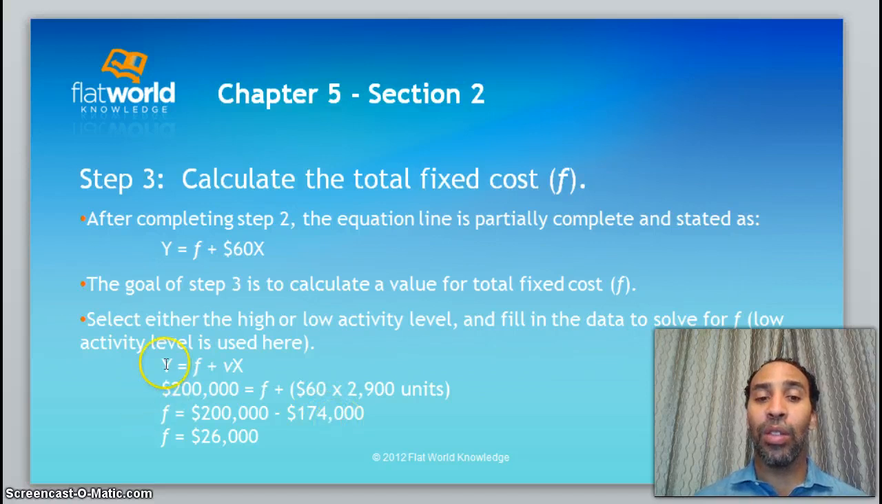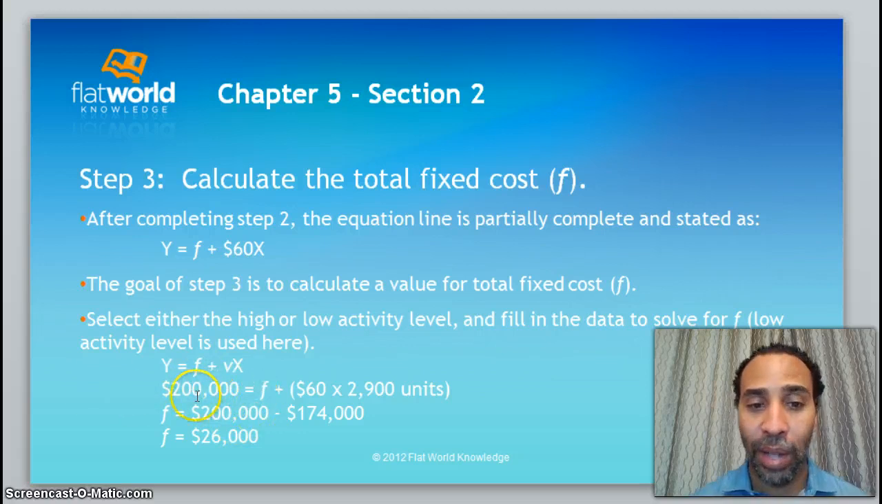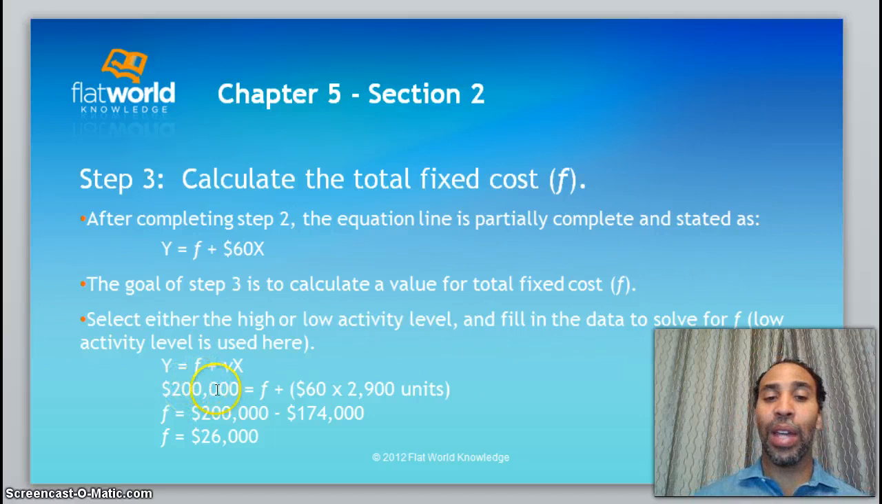Now if 200,000 was on the opposite side of this equal sign, when we move $200,000 to this other side, remember, if it's a positive, it needs to change to a negative. If it's a negative, it needs to change to a positive. But since it's a positive on this side, it changes to a negative over here. We're going to take that and subtract the product of 60 times 2,900, which is 174,000. So now we realize that our total fixed cost is going to be 26,000.